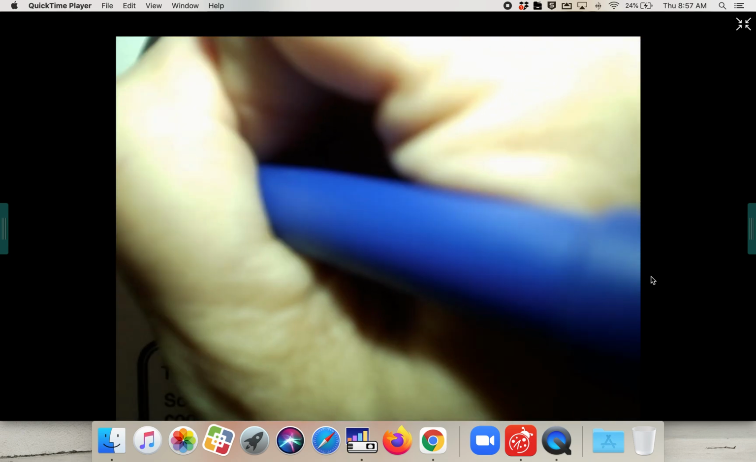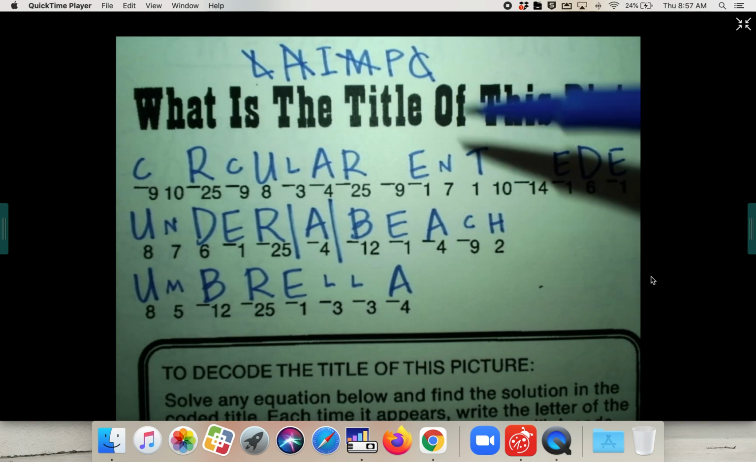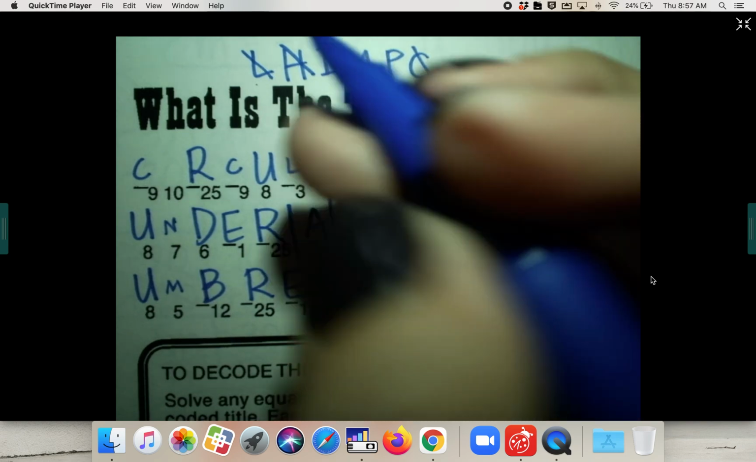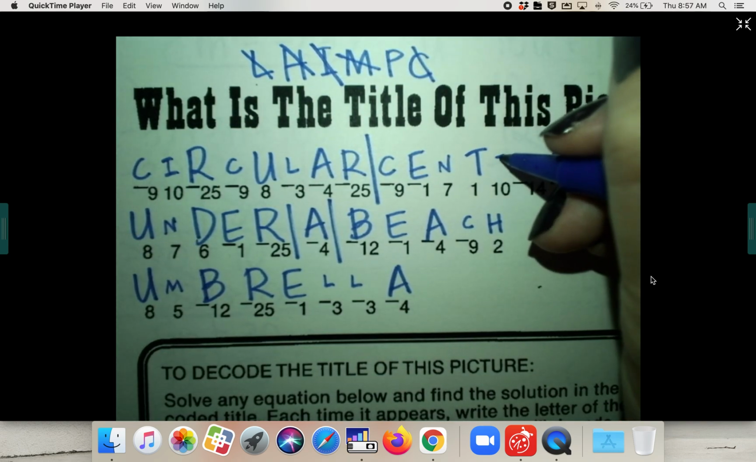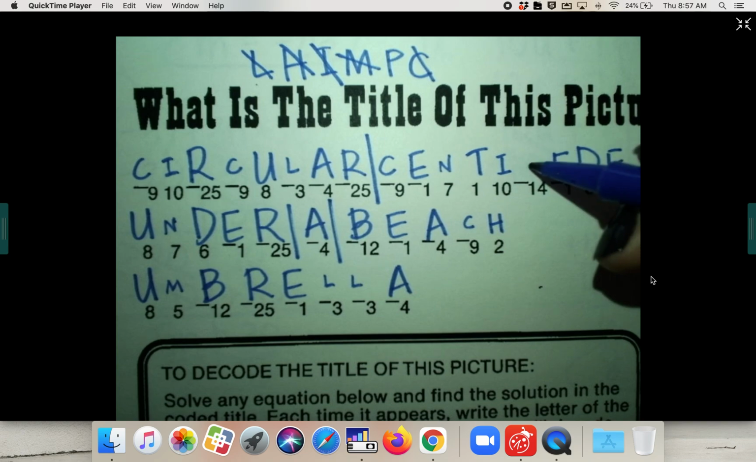There's 2 C's. Circular something. If 2 is H, are there any other 2s? 10 is C. 10 is I. Circular. 10 is I. C-I. Do you think this is I? Yes. Oh my gosh, it's centipede. What's -14? P. It would have to be I P.